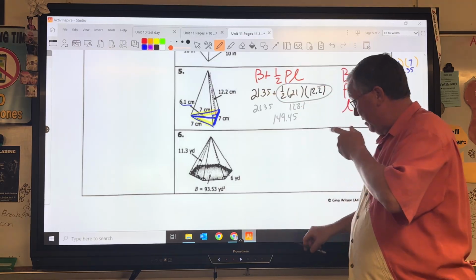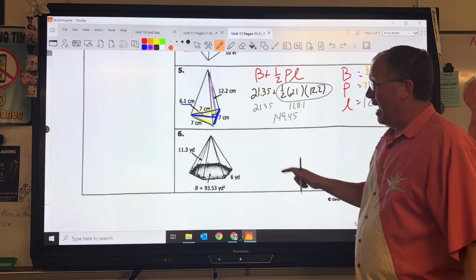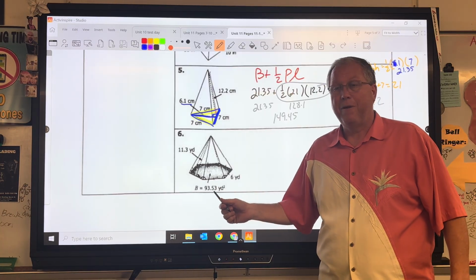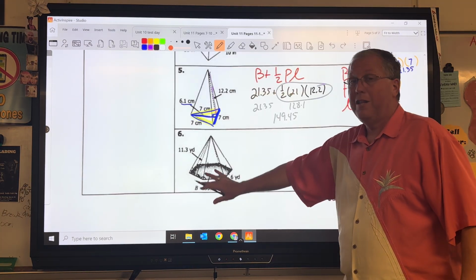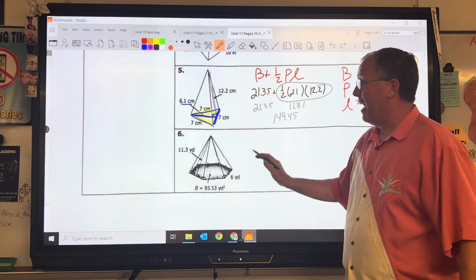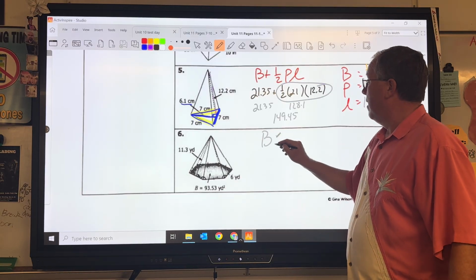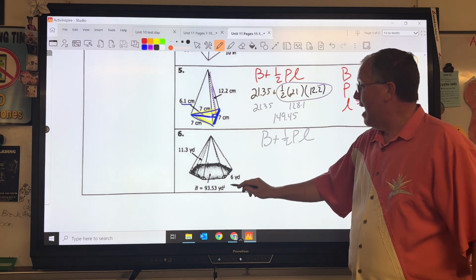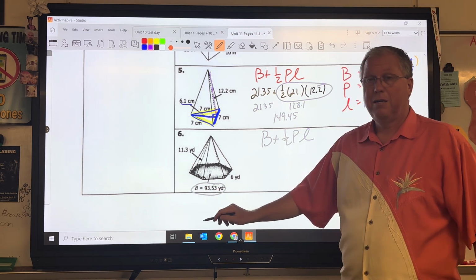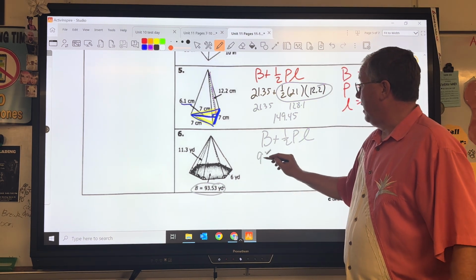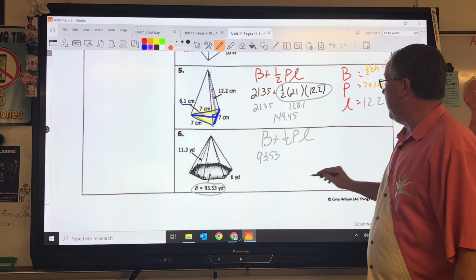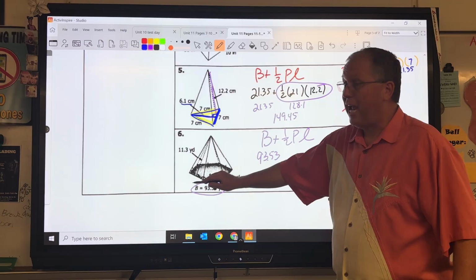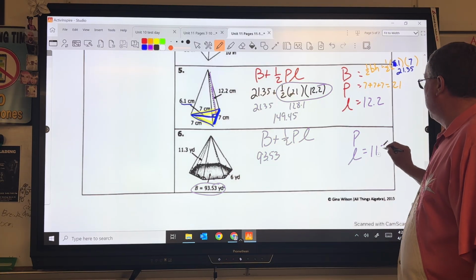Now, so what happens down here? A lot of students get freaked out about this. Don't get freaked out. This is actually easier than most of them because they're doing the hexagonal pyramid. Again, it's a pyramid, so it goes like this. B plus 1/2 PL. They give you the base right there. So just write 93.53. I need the perimeter, I need the slant height. The slant height they gave you, it's 11.3.